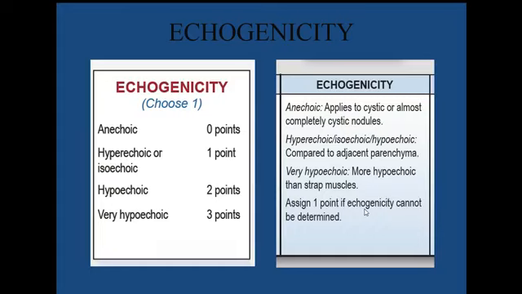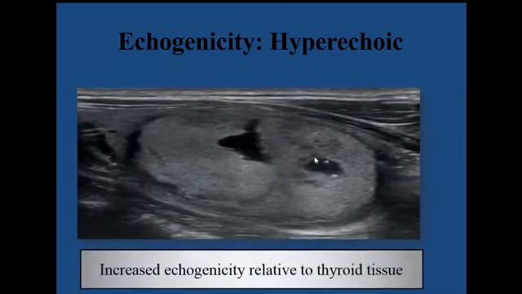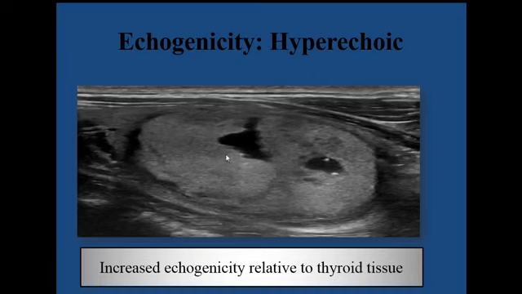So the second category in the TIRAD is the echogenicity, and either I have an anechoic nodule, and I will give it 0 points. If I have a hyperechoic nodule, I will give it 1 point. And here actually I'm going to compare the echogenicity of the nodule to the ipsilateral parenchyma. So here when I compare the echogenicity of this nodule to the rest of the thyroid, I will find that the nodule is hyperechoic compared to it. And in this case, I will give it 1 point.